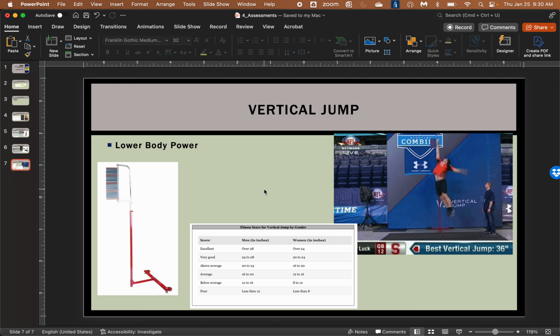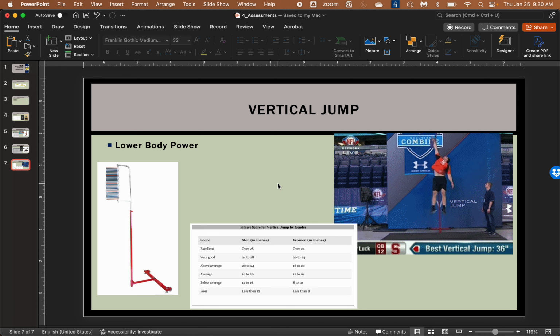You're going to learn what the different colored slats on the Vertec mean. There's white, there's red, there's blue, and they all have different measurements. And once you get somebody's vertical, you are going to look in the chart and see how they did, depending on how high they got.